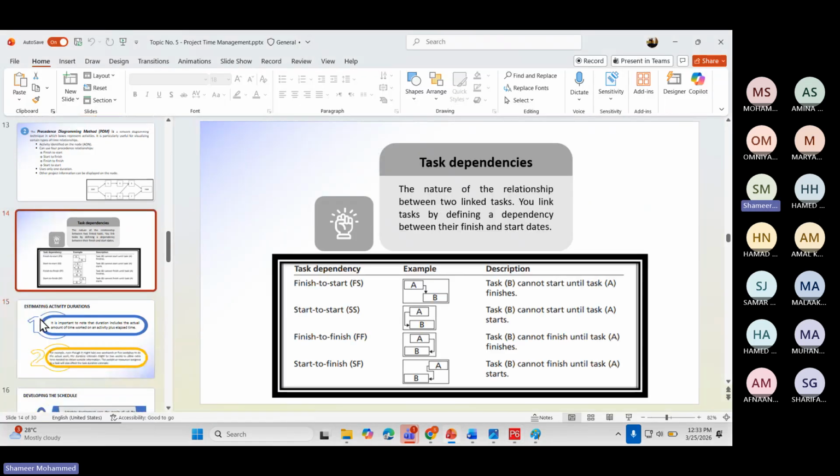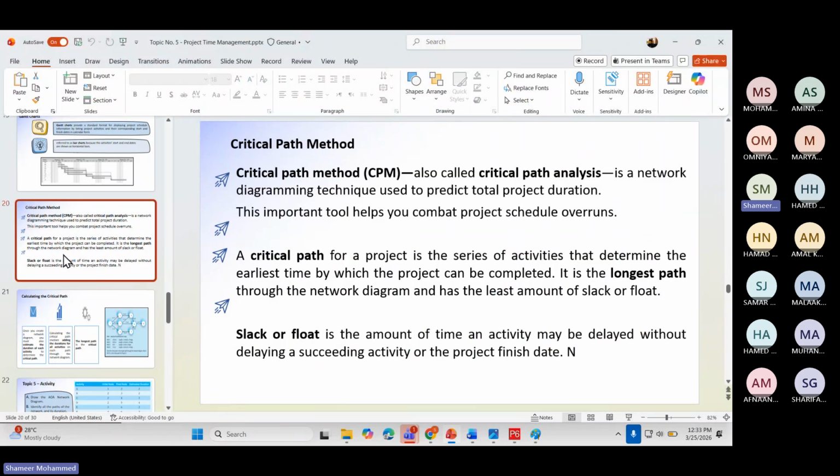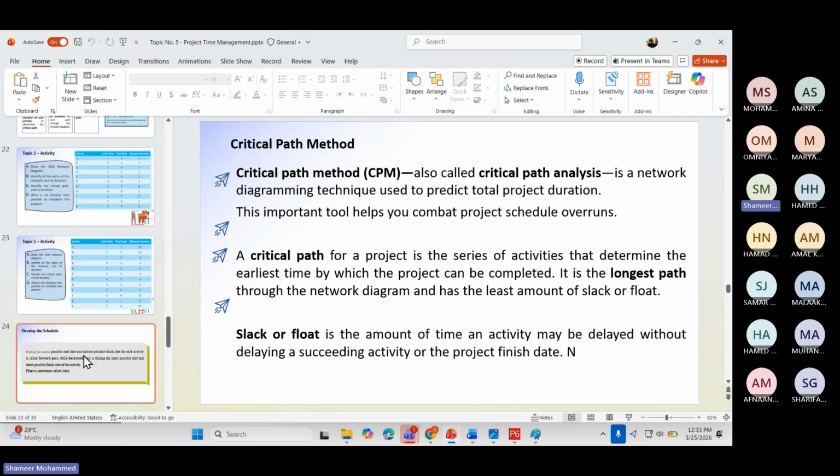Okay. So this is the chapter or the lecture which uses these different tools to make you understand how to schedule the project and how to manage the time of your project, by finding the critical path and finding the delay, etc. So this is the end of your fifth lecture.